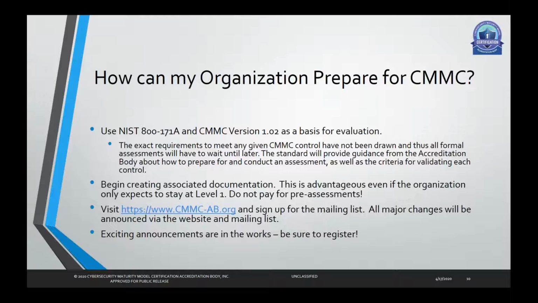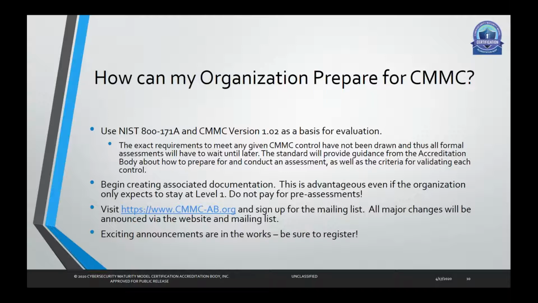This is advantageous even if you're doing level 1. And I threw in this statement: do not pay for pre-assessments. There are a lot of folks out there selling very expensive pre-assessments that cannot guarantee you'll meet a CMMC assessment because that process doesn't exist yet. Be very careful about consulting and paying too much for something that can't guarantee compliance.